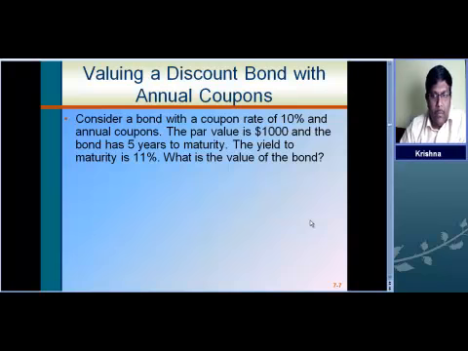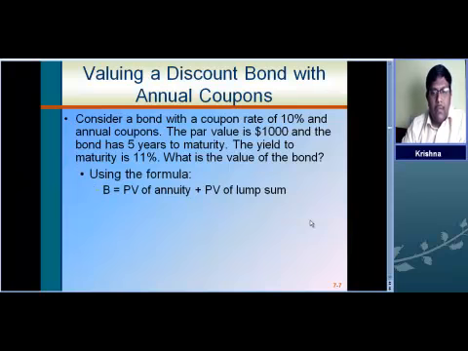Then what is the value of the bond? Value of the bond is equal to the purchase price at which we can purchase the bond. Now we will use the formula. The formula is present value of annuity plus present value of the lump sum. Annuity means the amount we are going to get every year: 10% of $1,000, so 100 we are going to get every year, and the lump sum at the end of the maturity period, $1,000 will be reimbursed to you. Sometimes instead of 1,000, the redemption may be at a premium, like 1,200. Then we have to consider 1,200.